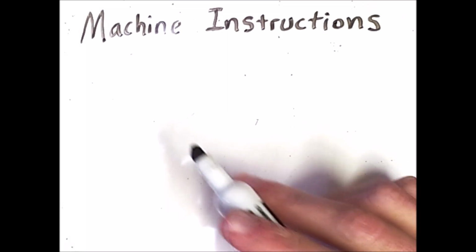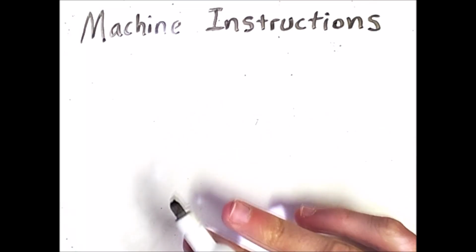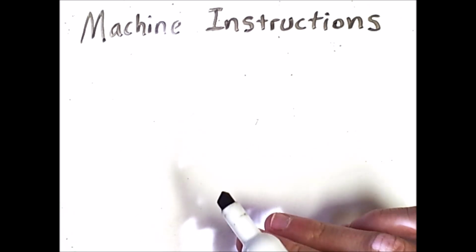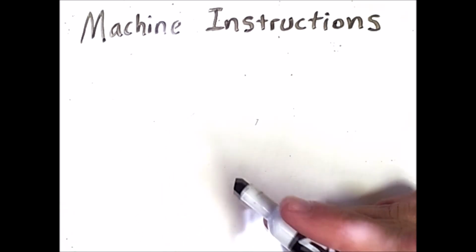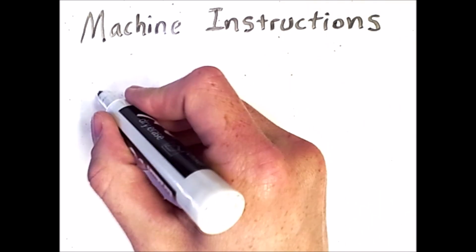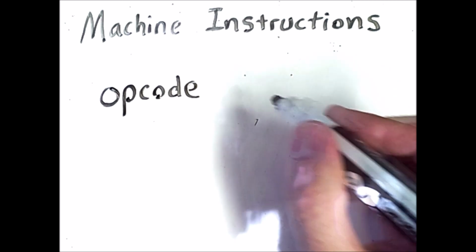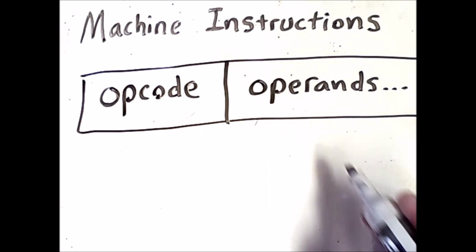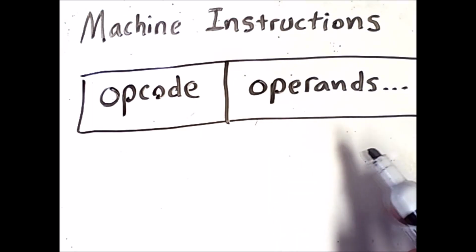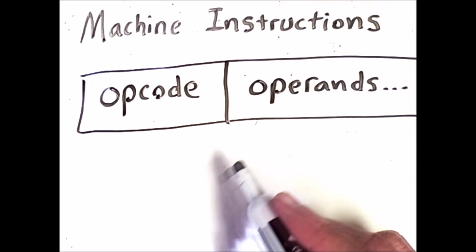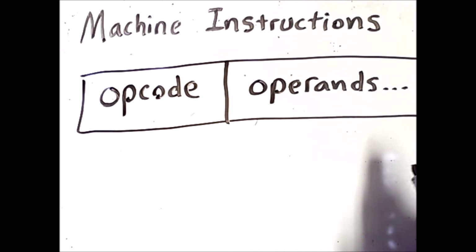This video will be about machine instructions. Now, machine instructions can take on various different formats depending on the exact architecture you're using. But in general, all machine instructions have an opcode, which is followed by some number of operands. Now keep in mind that the number of operands can vary, even within a particular instruction set. The x86 instruction set in particular is very complicated and has instructions with varying numbers of operands depending on the instruction.